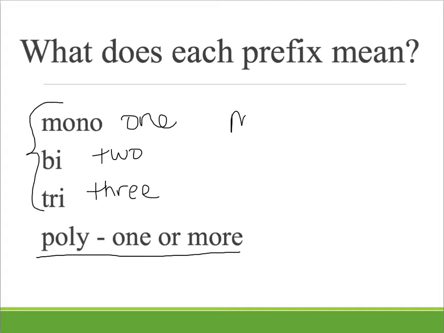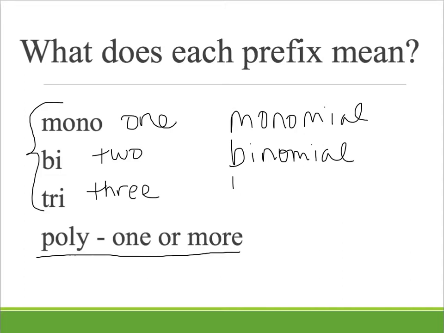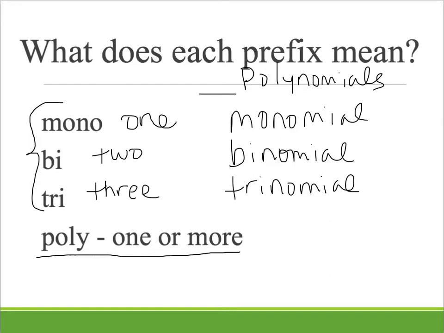There is a monomial, a binomial, and a trinomial. So these are all specific types of polynomials. They're all polynomials, and under each category, these are the specific names.